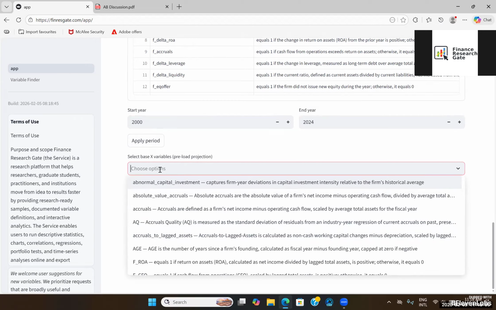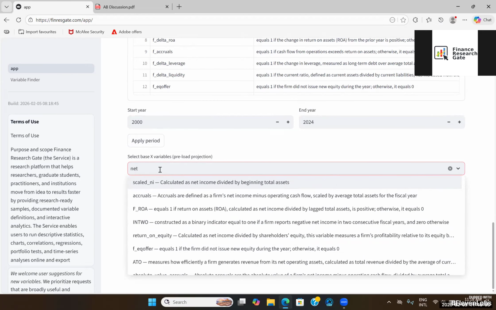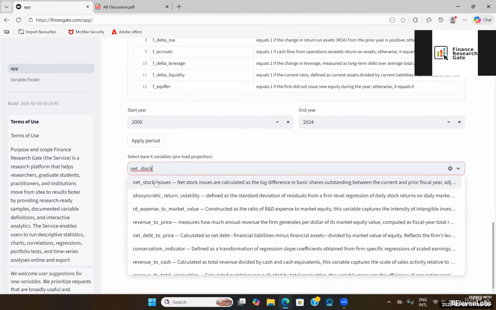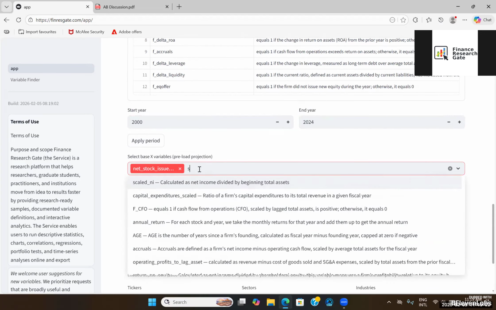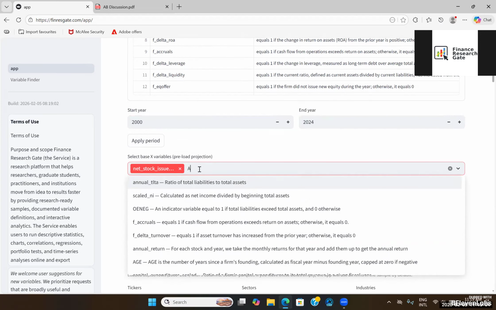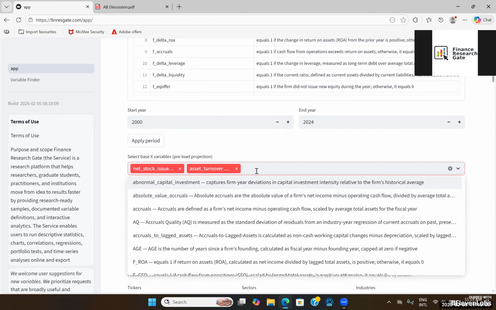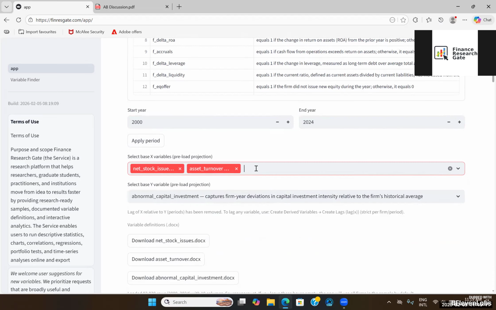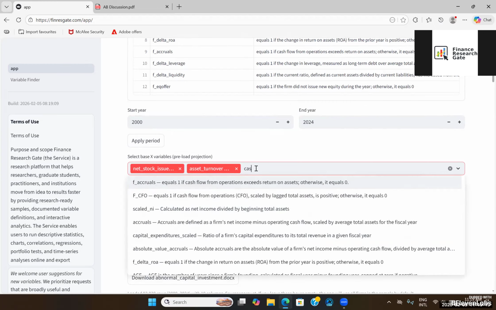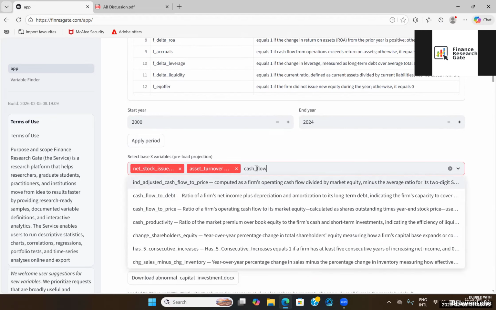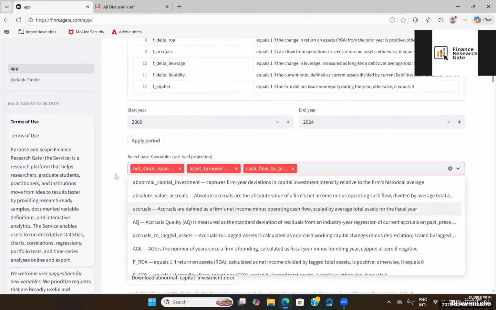Now, let me go ahead and select the X variables for our analysis. The very first one I'm going to choose is net stock issues. Additionally, it's crucial that we establish a clear measure for our sales performance. For this purpose, we have decided to use the asset turnover ratio, which indicates how efficiently a company is using its assets to generate sales revenue. And we will also be incorporating a cash flow variable.